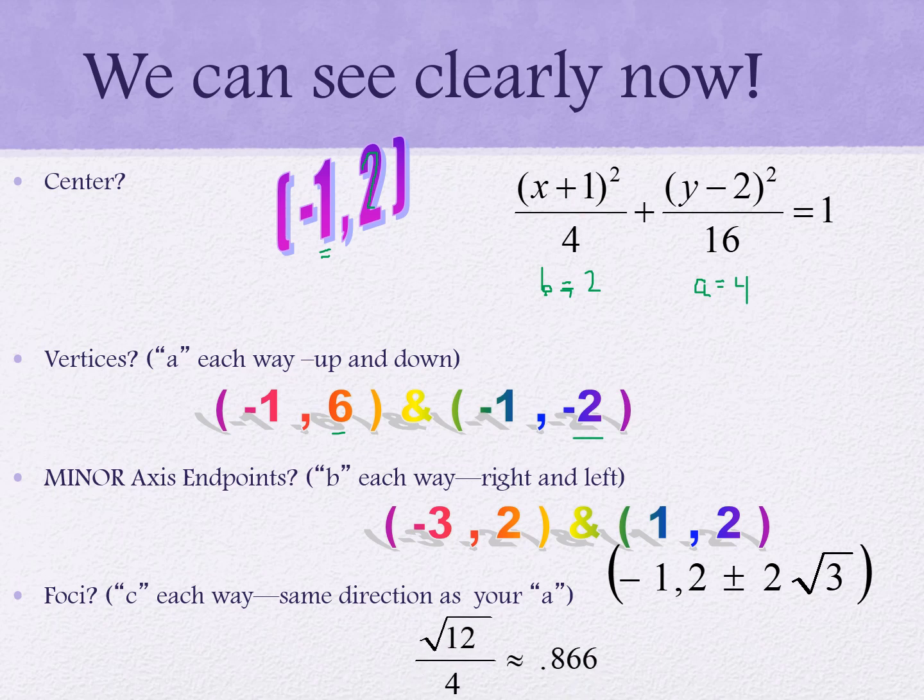The last thing we might want is our eccentricity. That value is c over a, and you can just get that as a decimal, about 0.87, which tells me that it's definitely not going to be misconstrued as a circle. It is definitely more elliptical in shape. The closer it is to 1, the more elliptical. The closer it is to 0, the more circular it appears.